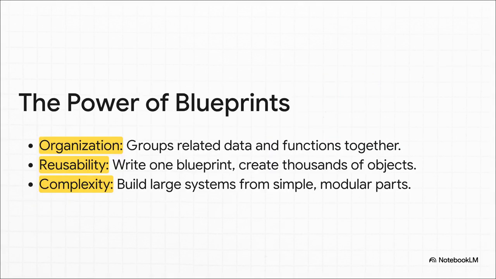When you get right down to it, this whole blueprint approach gives programmers 3 superpowers. First up is organization. Everything about a car is tucked away neatly inside the car class. Second, reusability. We write the blueprint one time, but we can stamp out thousands, even millions of unique car objects from it. And third, and maybe most importantly, managing complexity. We can build a huge, complex system, like a traffic simulation, by just focusing on one simple, understandable piece at a time, the single car.